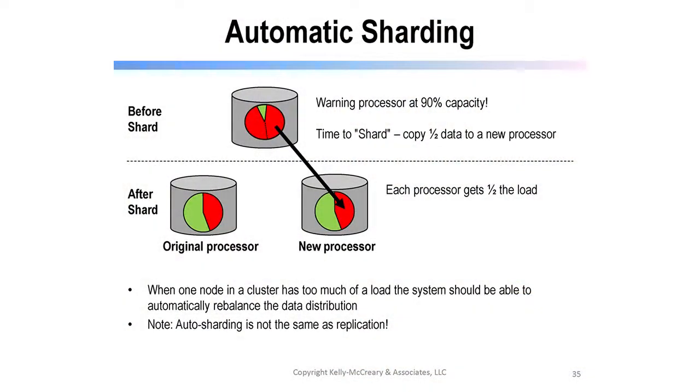One of the things about these clusters is that they have a feature called auto-sharding. Now, a lot of people are familiar with the concept called replication, where you take your data and you make copies of it on another node, so if the primary one fails, a slave will pick up. Auto-sharding is not that.